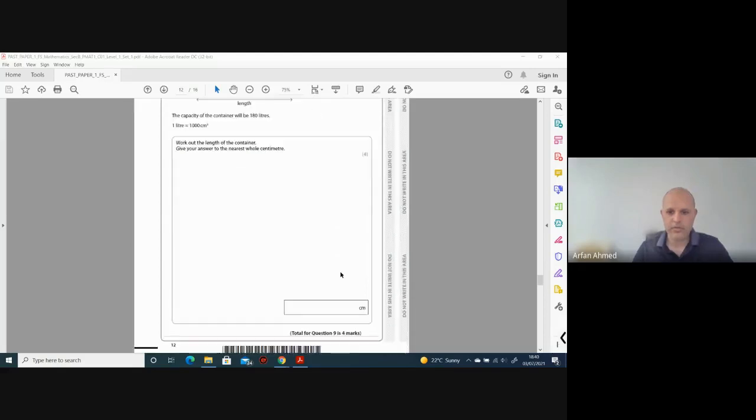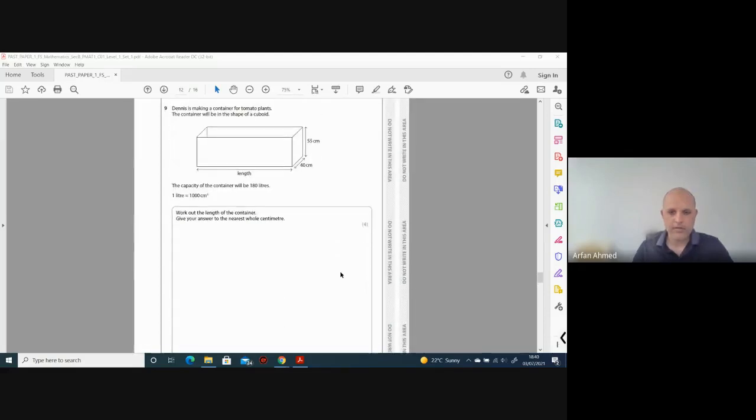This is a good question. 4 marks for this one. I know a lot of people did struggle with this when I was marking it. Just be careful with this one.